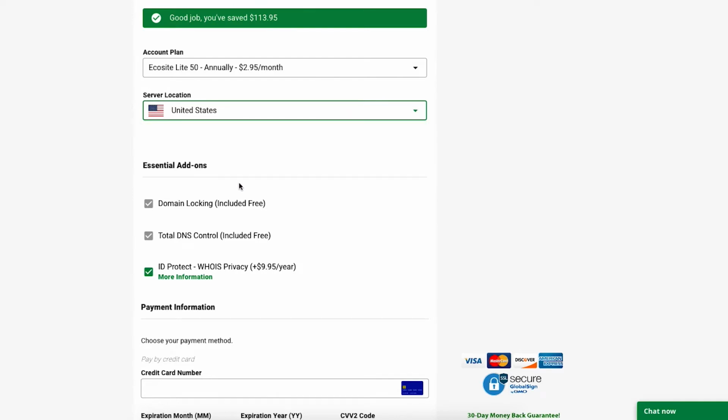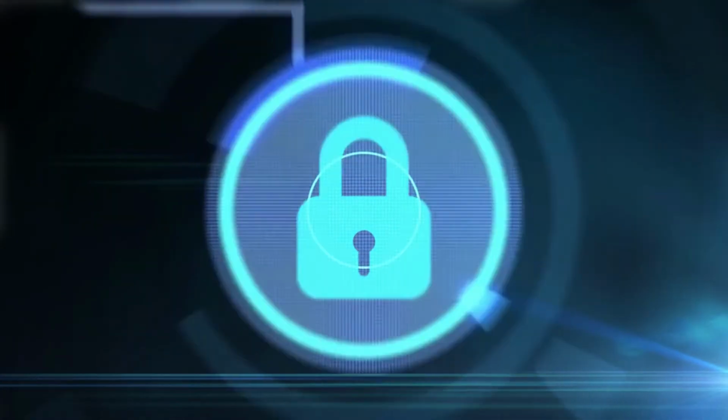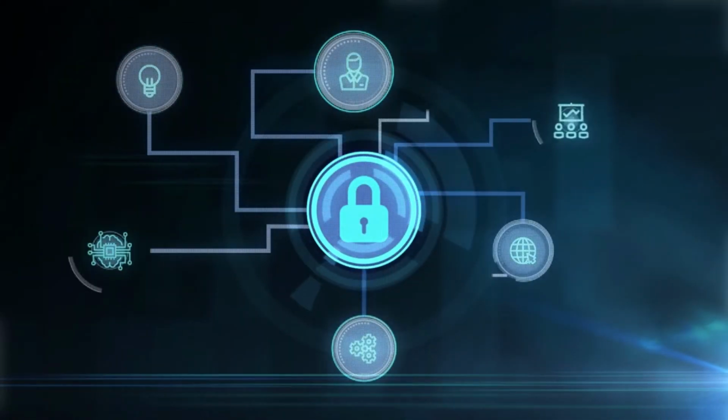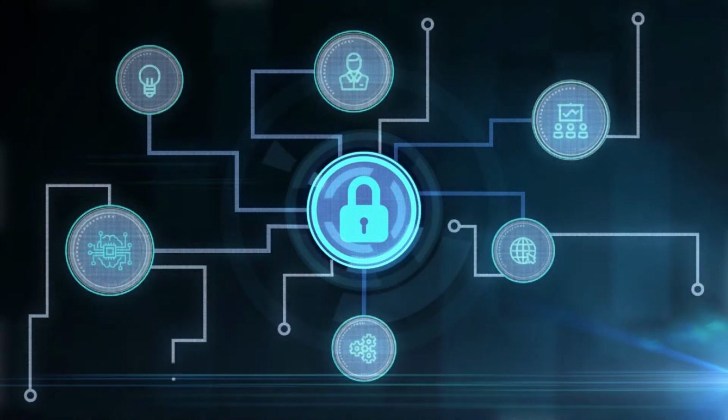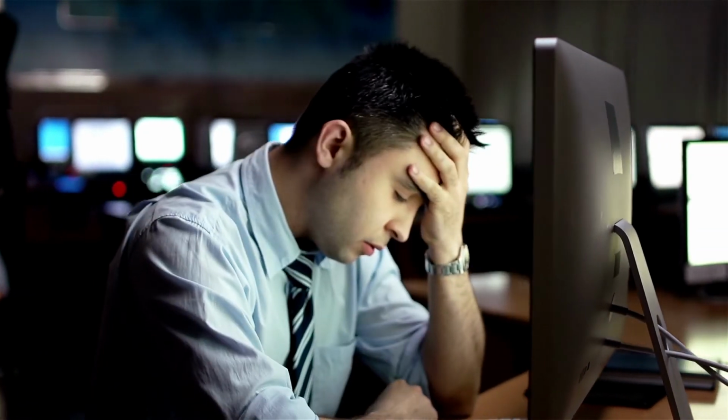Next is the Essential Add-ons section. You'll see domain locking is included free as well as total DNS control. If you chose a domain name with GreenGeeks, you'll see ID Protect, which is domain privacy. Domain privacy protects your personal information from showing in the public WHOIS database so that spammers and telemarketers don't get a hold of your information to flood your email or phone with offers of their services.